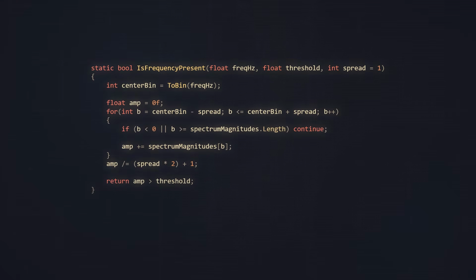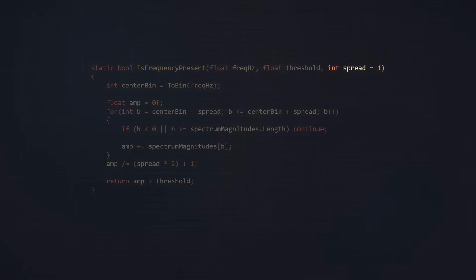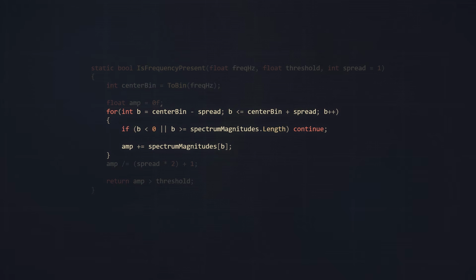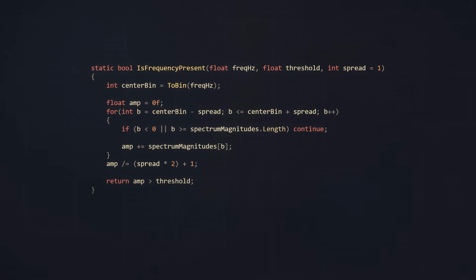On the note of bins, even though we already have the so-called center bin, it's possible that our target frequency could lie awkwardly between multiple bins at once. So we'll take an input for spread, which will default to 1, and we'll loop over all the bins in the affected area. Since we're looping over many bins at once, I think it would make sense to average them out, but maybe I'll regret that decision later on. That's what we'll do for now, though.